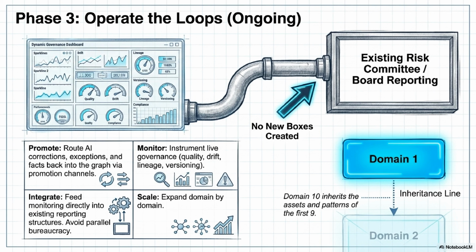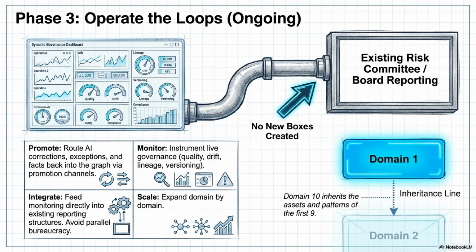Phase 3, operate the loops. This one is ongoing. You connect the AI systems you've deployed back to the graph. Route corrections, exceptions, and verified facts through the promotion process from episode 10. A clarification becomes a documented assumption. A repeated exception becomes a policy provision. The graph gets smarter from real use, under governance, not by accident.